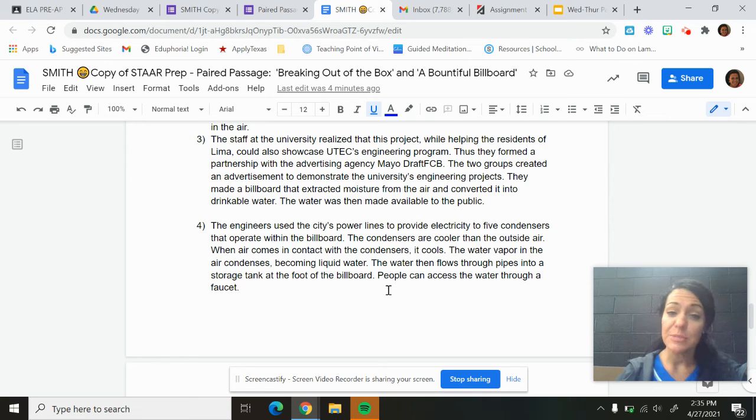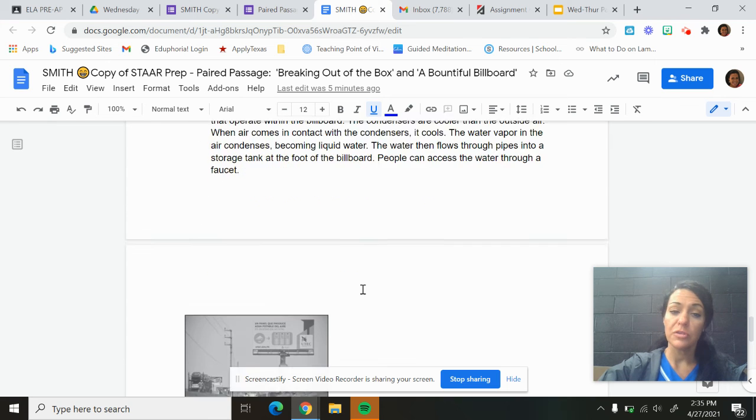The engineers used the city's power lines to provide electricity to 5 condensers that operate within the billboard. The condensers are cooler than the water outside. When air comes into contact with the condensers, it cools. The water vapor in the air condenses, becoming liquid water. The water then flows through the pipes into a storage tank at the foot of the billboard. People can access the water through a faucet.